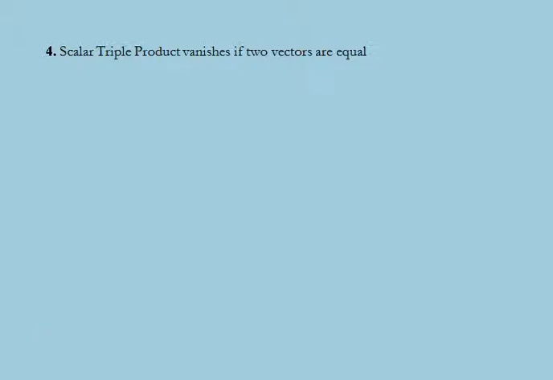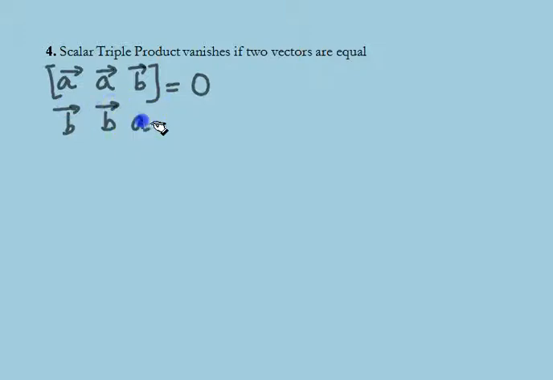The next property says that the scalar triplet product vanishes if any two vectors are equal, which means that if we evaluate the scalar triplet product of the vectors which are vector A, vector A and vector B, then its scalar triplet product is equal to 0. Similarly, the scalar triplet product of vector B and some other vector, let's say A, would also be equal to 0.